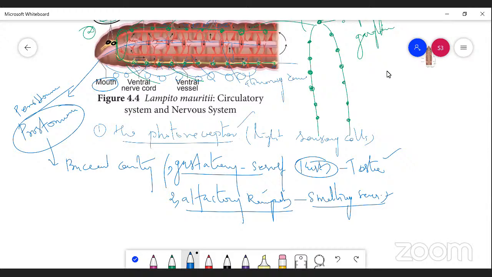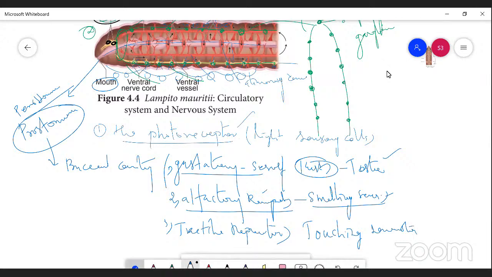Another one is the tactile receptor. It is also present in the earthworm's structure. Listen, the tactile receptors provide the sense of touch, touching sensations, to the earthworm's body.